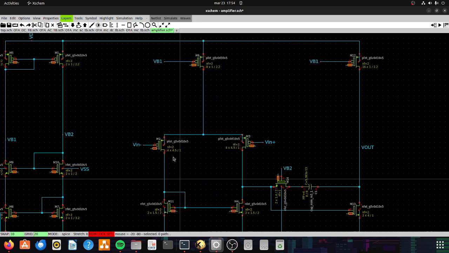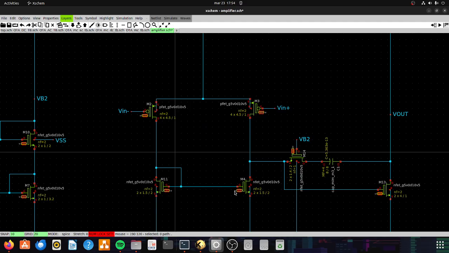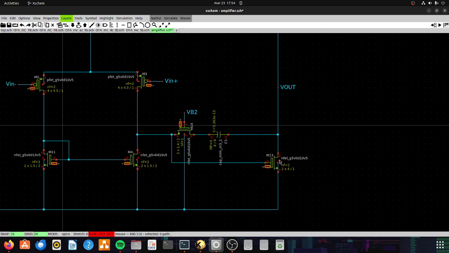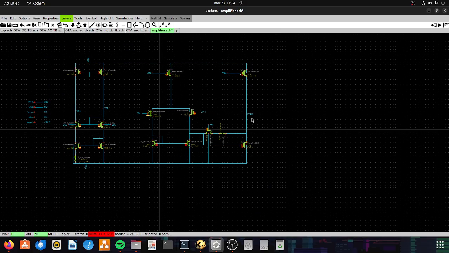Basically in the first stage we have a differential pair and an active load. Then we have a compensation network with a PMOS transistor working in the triode region and a MIM capacitor. And then we have the input transistor of the second stage, which is basically an NMOS.